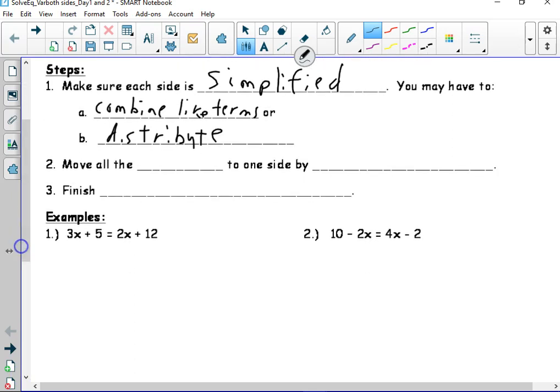Okay, so you're going to move all the variables to one side by using the properties we learned previously. Adding, subtracting, whatever, getting to the other side. And then finish by solving.